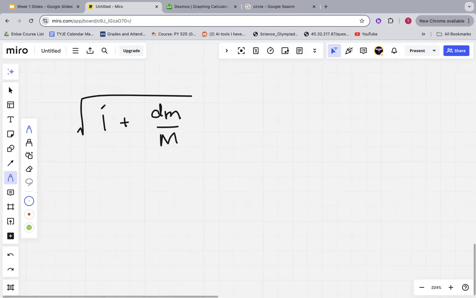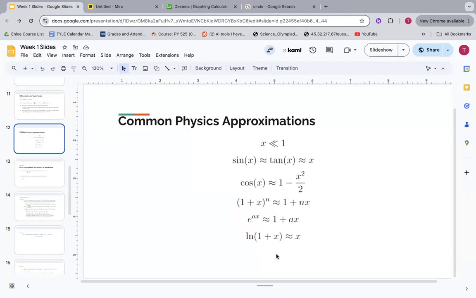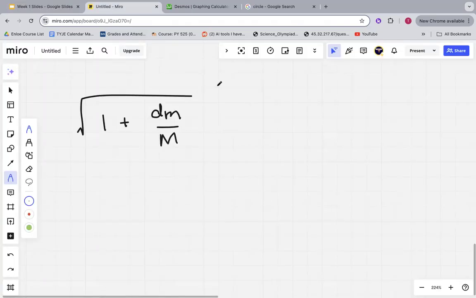And well, I want to get a simplified approximated version of my answer. Since this dm is so tiny, I can just use this common physics approximation, (1 plus x) to the power of n. Well, the power of n here is 1/2. Does everyone understand that? Because raising to the power of 1/2 is the same as taking a square root.